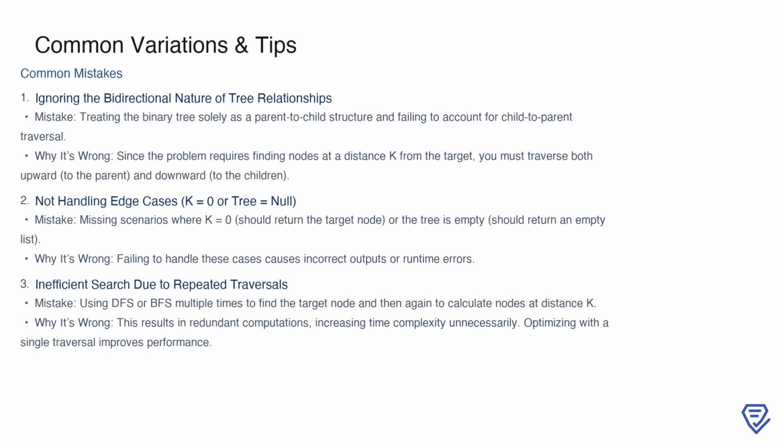Another frequent oversight is neglecting edge cases. For instance, when k equals 0, the output should simply be the target node, and when the tree is null, the result must be an empty list. Missing these edge cases can lead to incorrect results or even runtime errors.